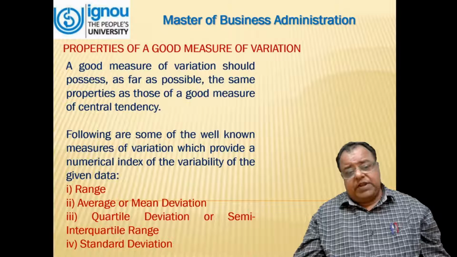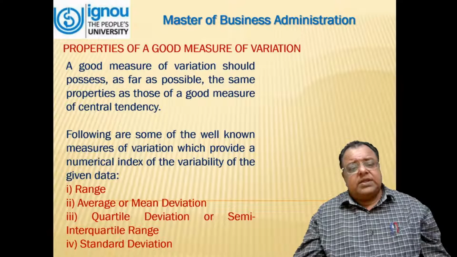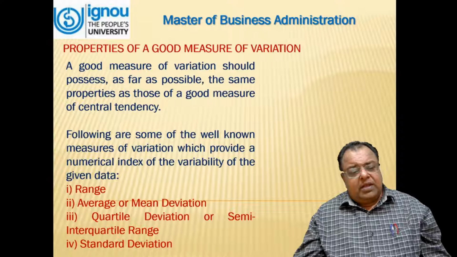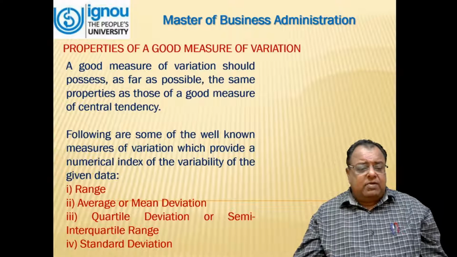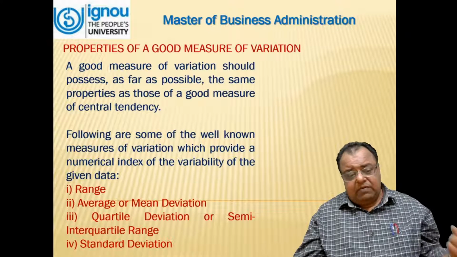What are the properties of a good measure? It should possess, as far as possible, the same properties. Following are some of the well-known measures of variation, which provide a numerical index of the variability of 2 or more distributions.